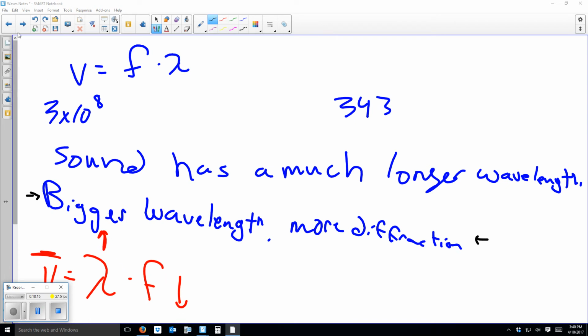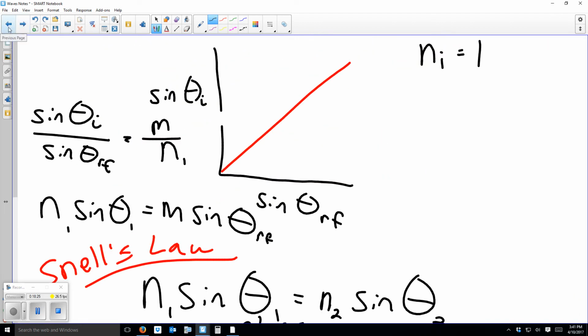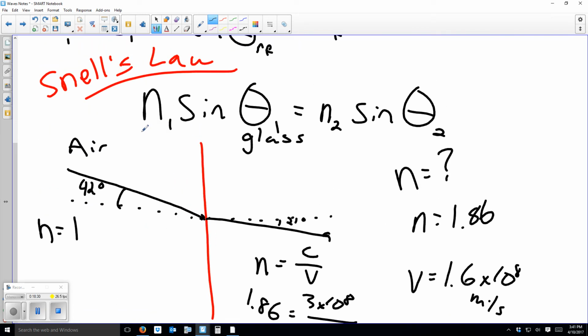Click through some more stuff here. And the last thing we've got is Snell's law. There will only be one problem about this on the test. Be able to use this equation. I will give you 3 of those variables, and you plug in and solve for the fourth.